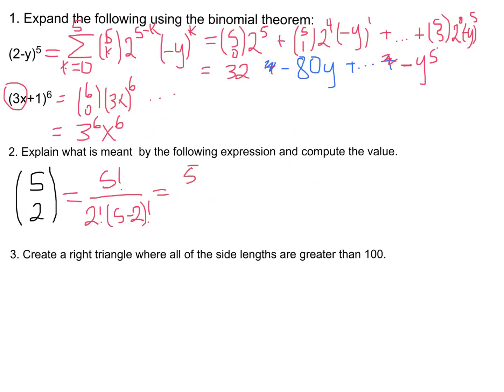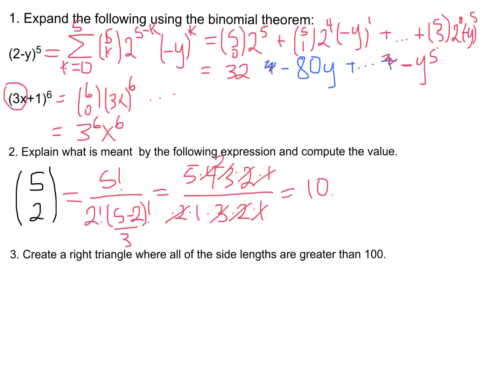And if you didn't have a calculator, you can write it out. So 5 factorial is 5 times 4 times 3 times 2 times 1. And then down here I'll have 2 times 1 times, and this here is 3 factorial, right? So then I'll have times 3 times 2 times 1. And so let's go ahead and cancel out. So 1's will cancel, 2's will cancel, 3's will cancel. 2 goes into 4 twice. So all I am left with is 5 times 2 divided by 1, which is 10. So that's the number of ways that you can choose 2 things from a group of 5.